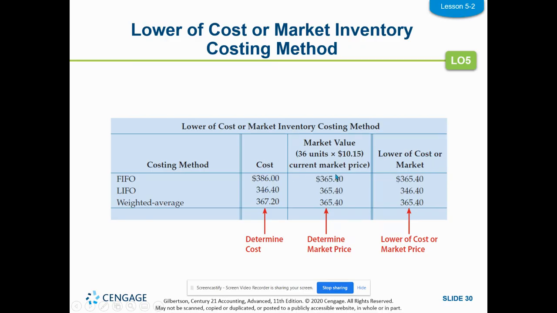So over here, the lower of cost, right here, or market. So you pick which one is lower. Between 386 and 365, the 365 is the lowest. Between the 346 and the 365, the 346 is lowest. And the 367 to the 365, the 365 is lowest. So this is just looking at and picking which one is the lower of the cost or the market.